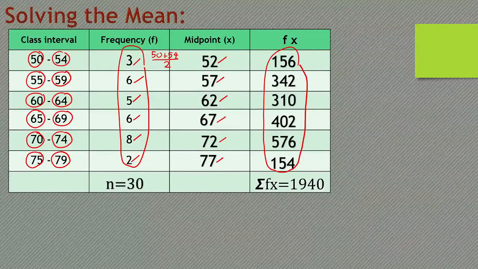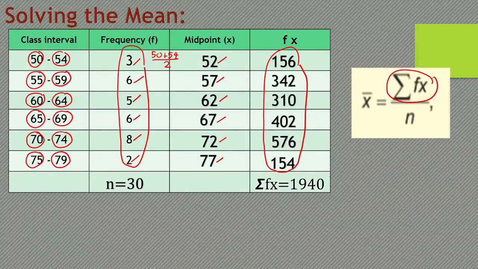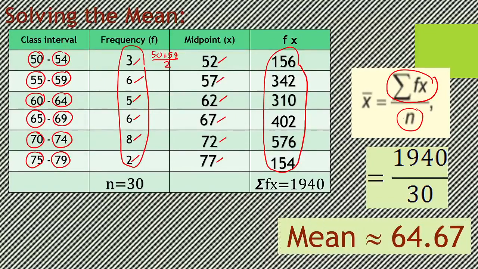Now you substitute everything to your formula. What is this equal to? Divided by n, that's 1,940 divided by 30. You will be getting 64.67. Isn't your answer on the calculator 64.6666? Am I right? Okay. Round off to 2 decimal places all the time. Okay. So, are there any questions about example number 2?